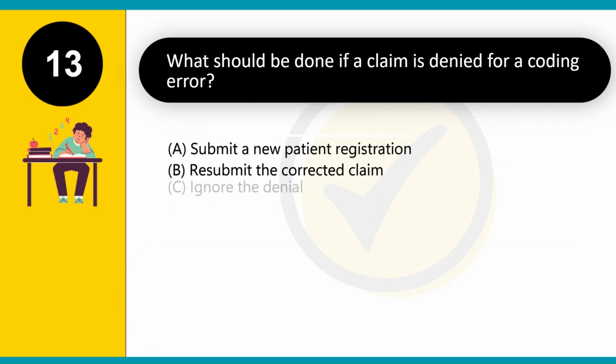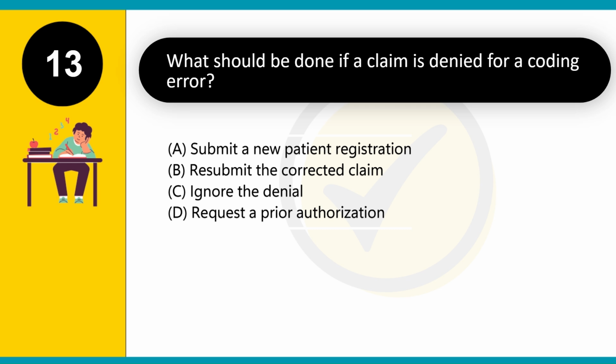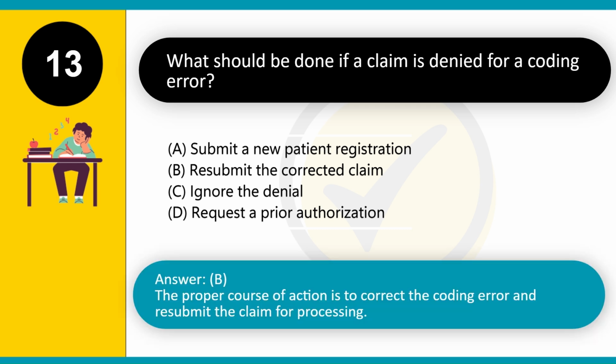What should be done if a claim is denied for a coding error? A. Submit a new patient registration. B. Resubmit the corrected claim. C. Ignore the denial. D. Request a prior authorization. Answer, B. The proper course of action is to correct the coding error and resubmit the claim for processing.